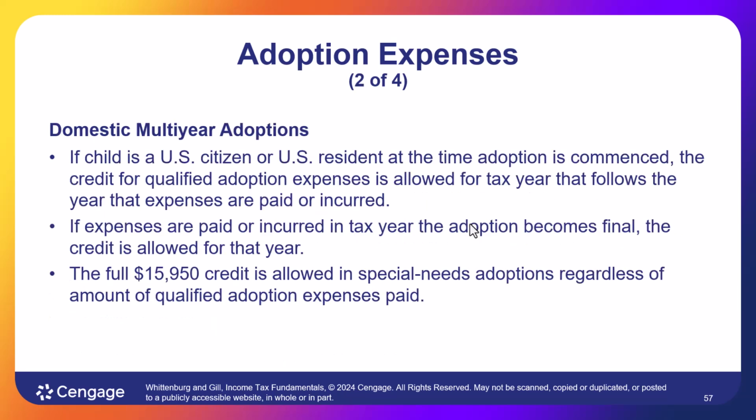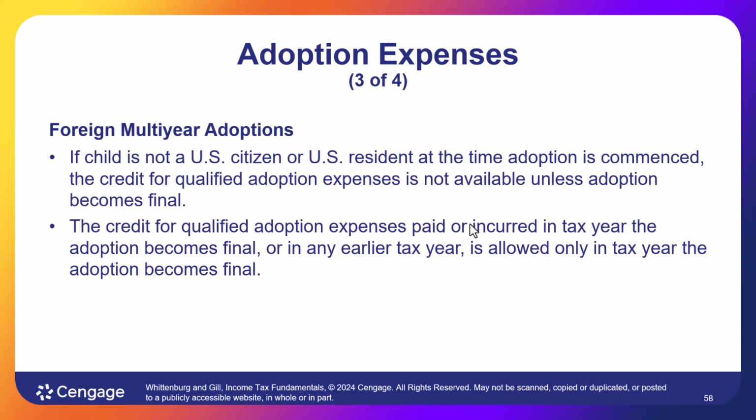There is domestic multi-year adoption. So if a child is a U.S. citizen at the time the adoption is commenced, the credit for the qualifying expenses is allowed in the tax year that follows the year that the expenses are paid. If the expenses are paid or incurred in a tax year and the adoption becomes final, the credit is allowed in that year. The full $15,950 is allowed in adoptions of special needs children, regardless of how much you paid. So sometimes you might not pay anything, and you still get the full credit.